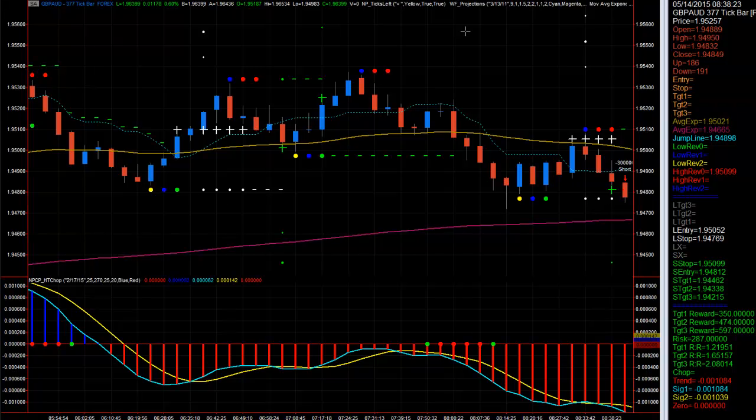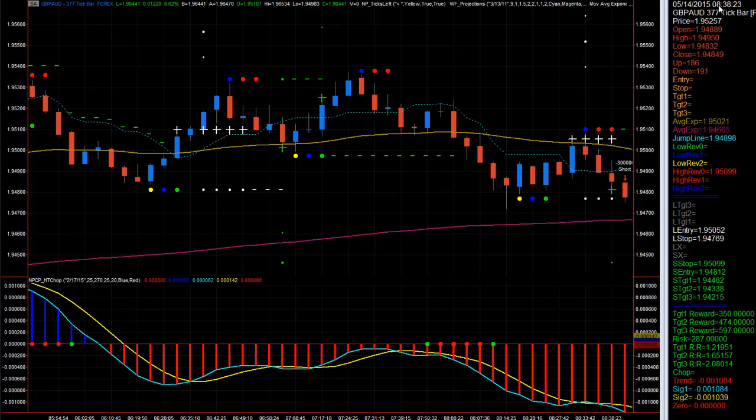You can trade Forex with the counterpunch trader as well. It works exactly the same way. Yesterday there was a really nice trade on pound Aussie using a 377 tick chart. That's a nice chart to use for a lot of different markets. You'll notice we were using the same chart for crude oil.